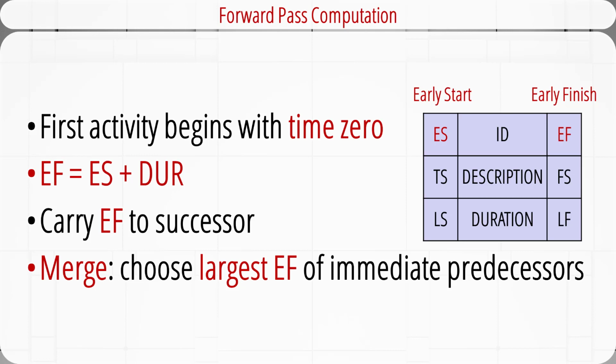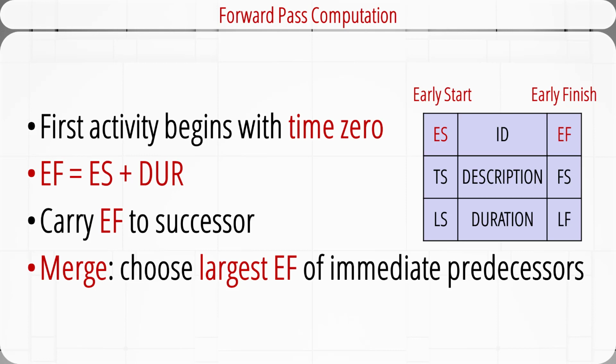Forward pass begins with the project start time, which is usually time 0 for the first node. Then we add activity times along each path in the network. The early finish time EF of an activity is equal to the early start time ES plus its duration. After that, we carry the early finish time EF to the successor activity, where it becomes its early start ES.